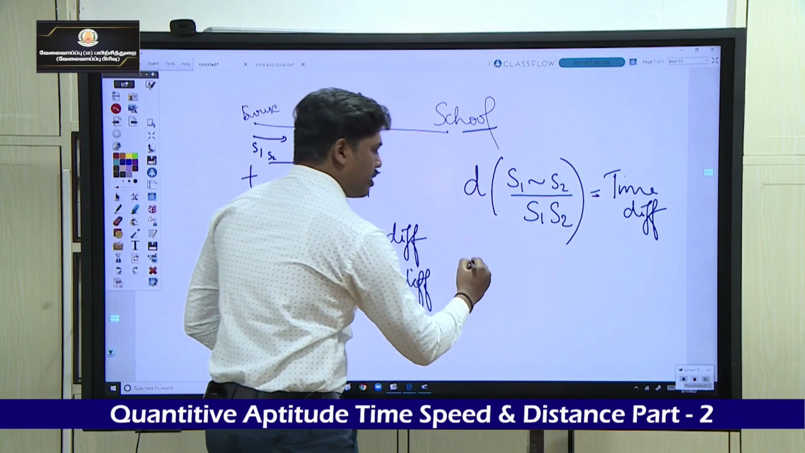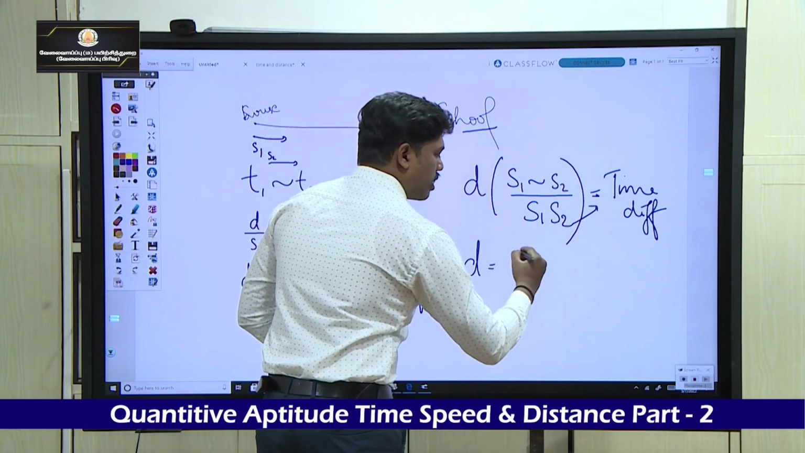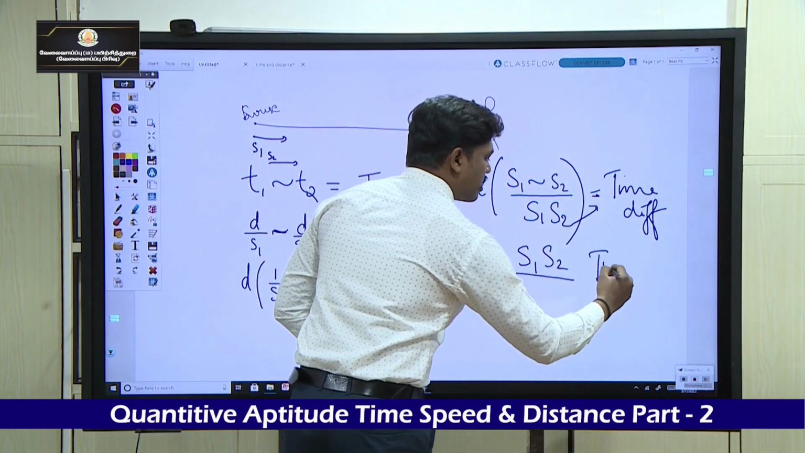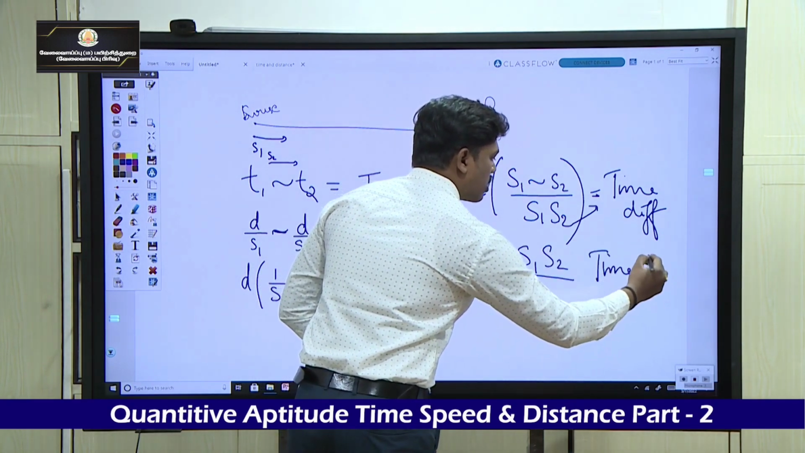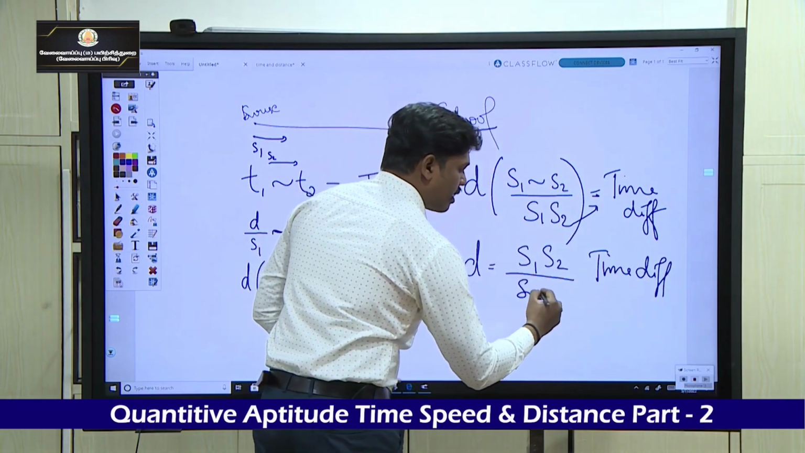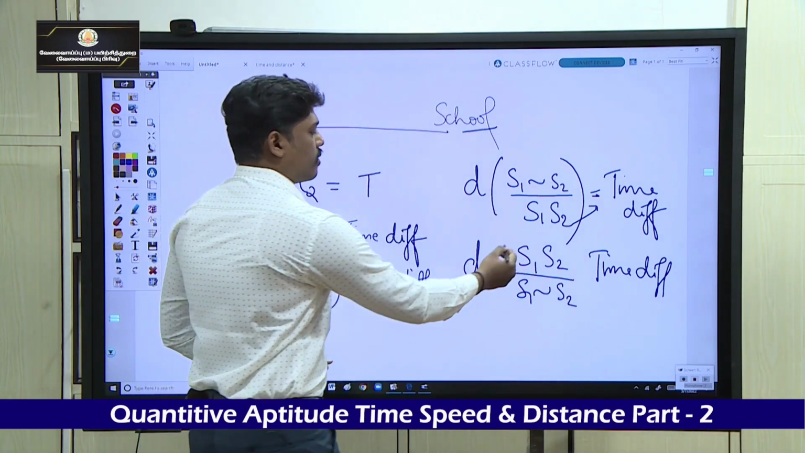So how to calculate distance? So distance is equal to S1 into S2 into time difference divided by S1 difference S2.